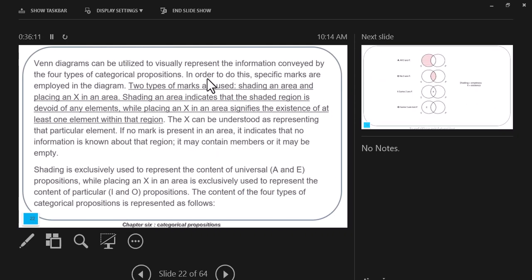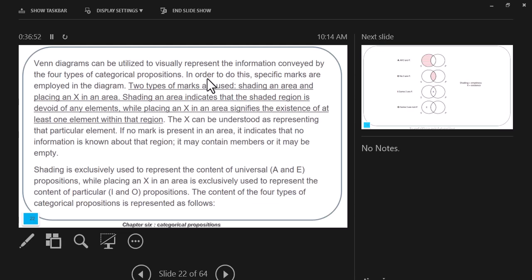Two types of marks are used: shading an area and placing an X in an area. Shading an area indicates that the shaded region is devoid of any element, it's empty, while placing an X in an area signifies the existence of at least one element within that region. The X can be understood as representing that particular element. If no mark is present in an area, it indicates that no information is known about the region. It may contain a member or it may be empty. Shading is exclusively used to represent the content of universal propositions, whereas placing an X is exclusively used to represent the content of particular propositions, namely I and O propositions.